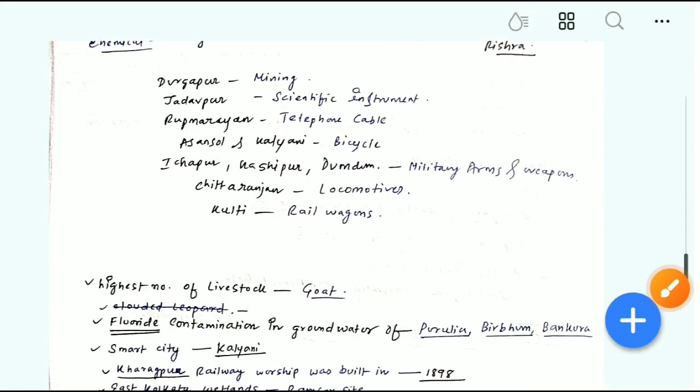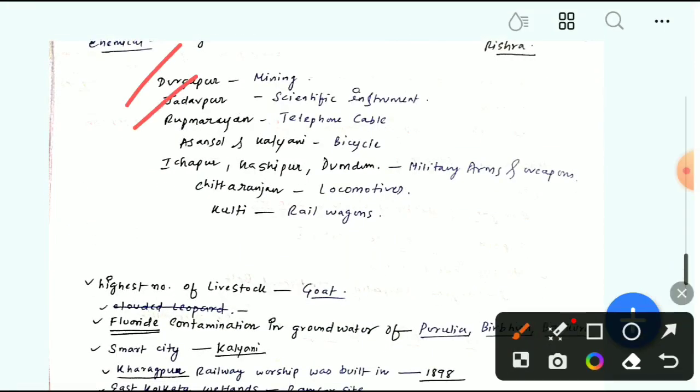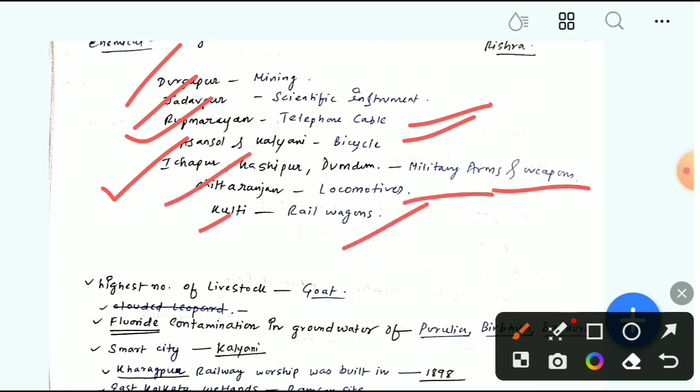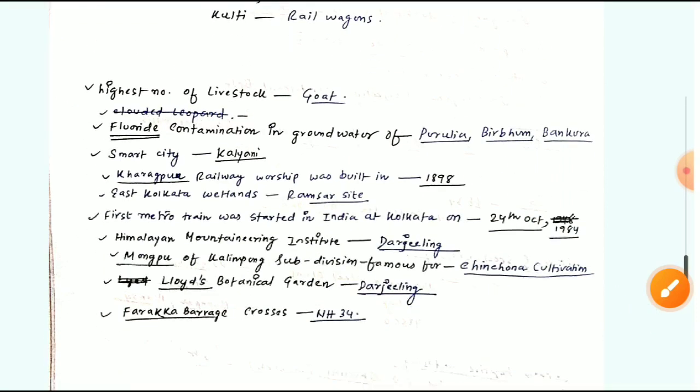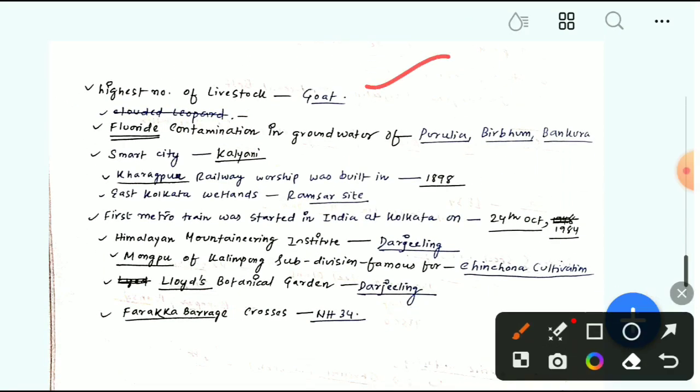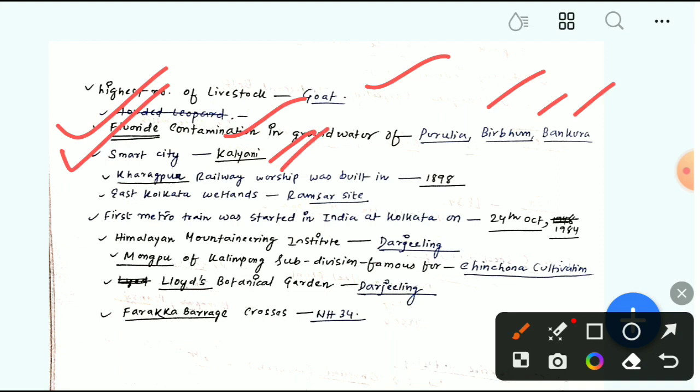Next is Durgapur, it is famous for mining. Jadavpur, scientific instrument. Rupnarayanpur, telephone cable. Asansol and Kalyani, bicycle. Ichapur, Cossipore, Dum Dum, military arms. Chittaranjan, locomotives. Kulti is rail wagons. Highest number of livestock present in West Bengal is goat. Fluoride contamination in groundwater of Purulia, Birbhum, Bankura. Smart city, Kalyani is the city for smart city.